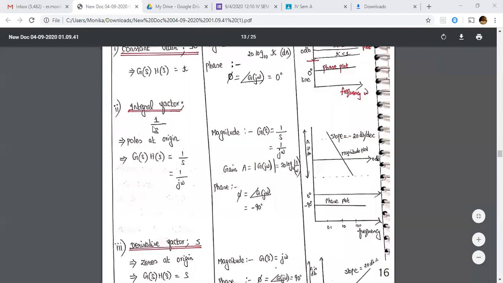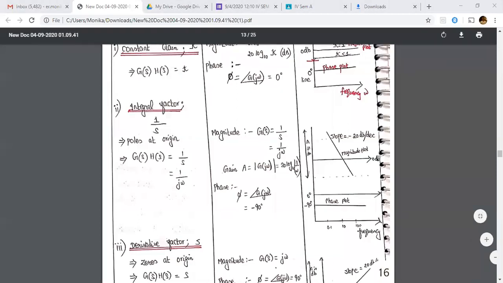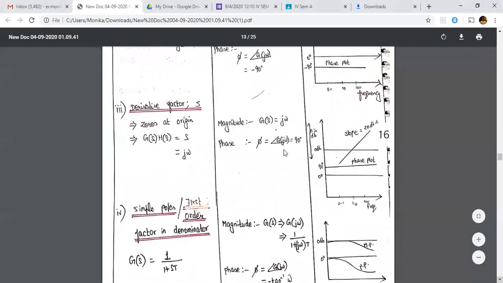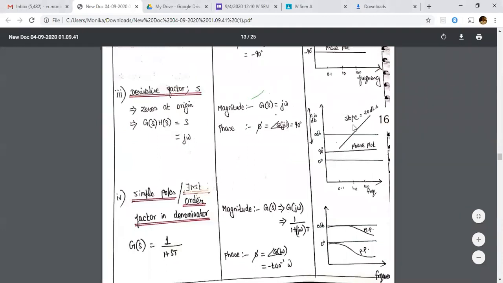As the number of poles increases, your slope will be multiplied by the number of poles. That means 20 into n. And also your phase plot will be multiplied by the number of poles. Accordingly, you will get your magnitude and phase plot. Now, if you have a derivative factor, that means zero at origin, the slope of your magnitude plot is plus 20 dB per decade, and your phase plot is plus 90 degree. You have to remember this. For poles, it is minus 20 dB per decade and minus 90. For zeros, it is plus 20 dB per decade and plus 90.